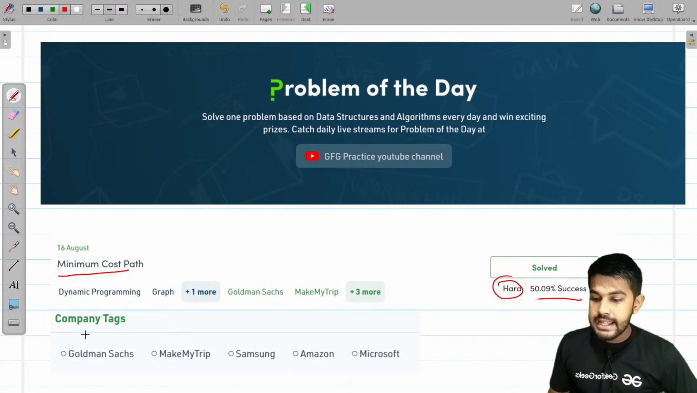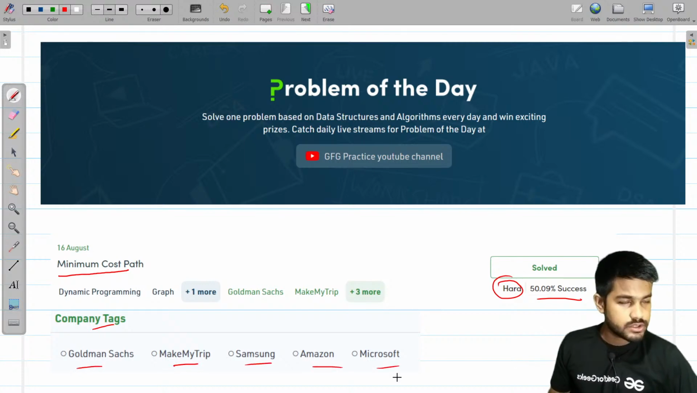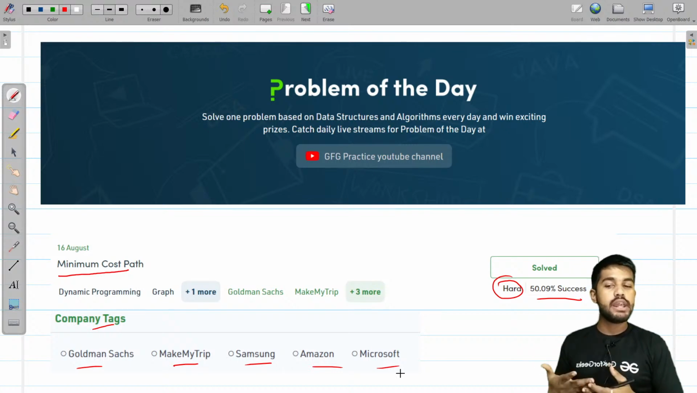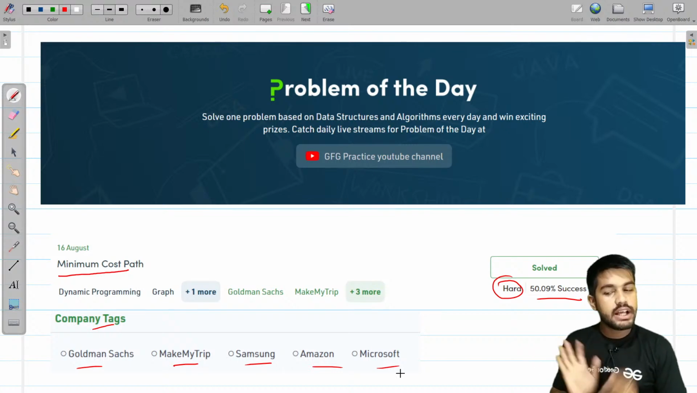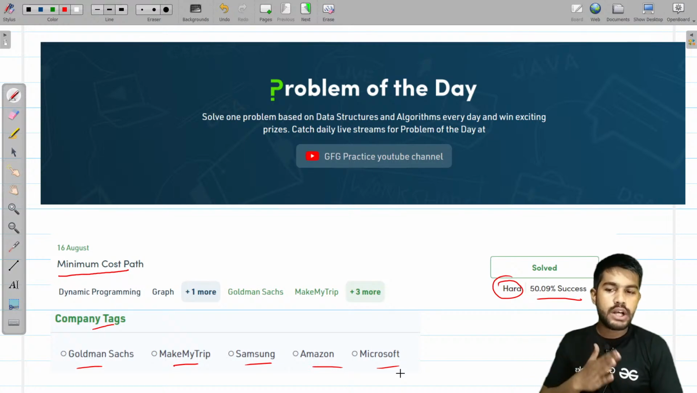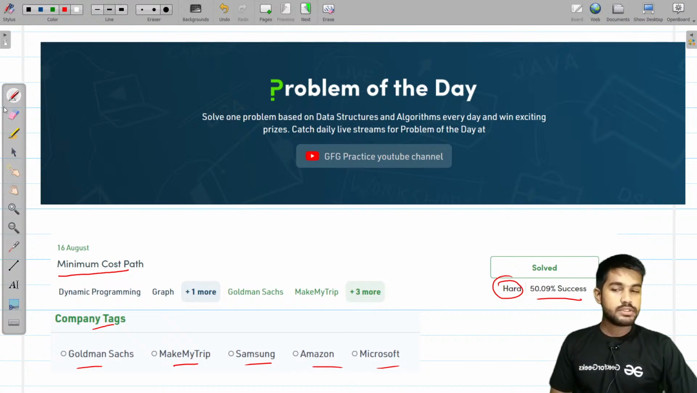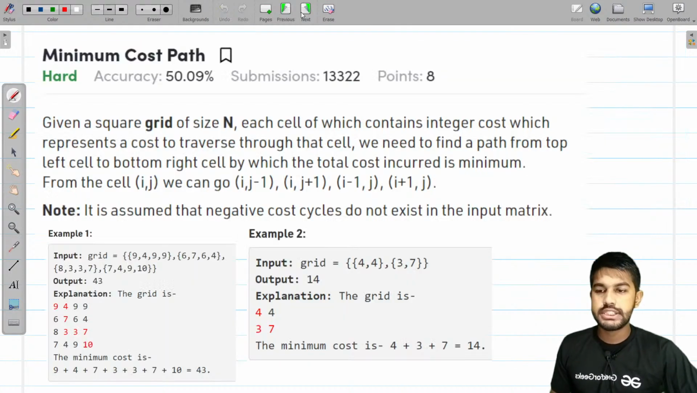The next thing is the company tags. Company tags are Goldman Sachs, MakeMyTrip, Samsung, Amazon, and Microsoft. If you are preparing for coding interviews, this question is kind of a must. Why? Because graph algorithms play a very important role, and this question has been asked in 5 big tech companies. So I consider this question absolutely very important. Okay, so let us move to the question itself.